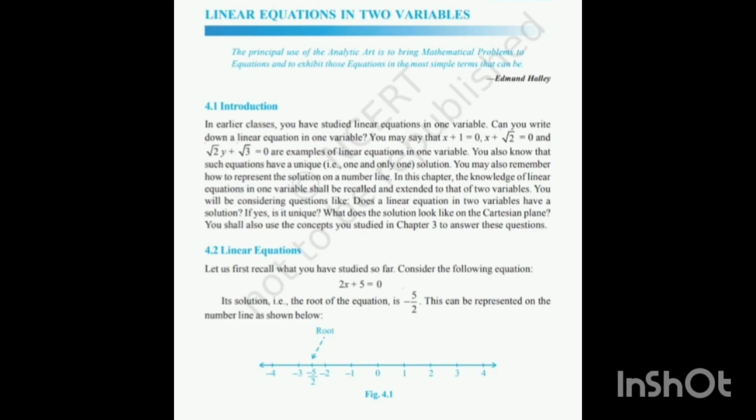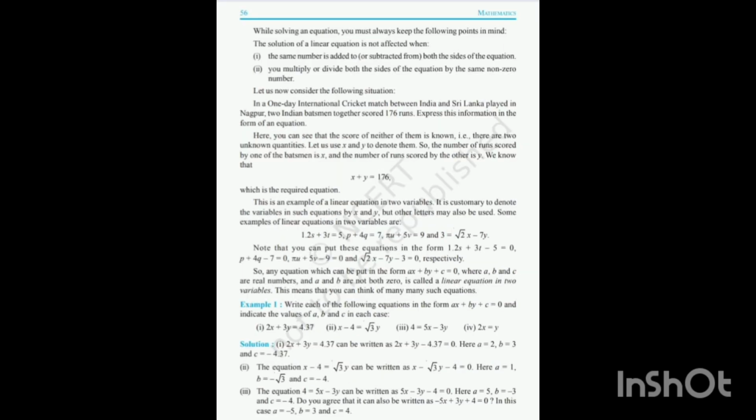So in this chapter we are going to find the solution of a linear equation, which is not affected if the same number is added to both sides of the equation, or if both sides of the equation are multiplied or divided by the same non-zero number. So all these things we are going to learn.